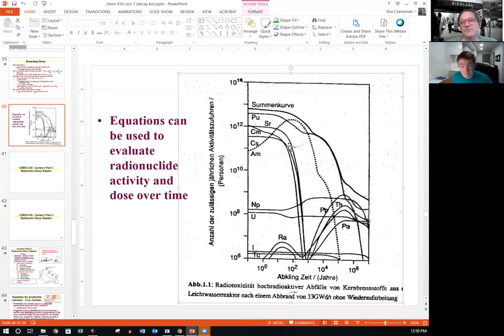Now, the other way to make this more realistic, this is as if the dose would be from a repository. So I've taken some waste from a reactor, and I put it somewhere, and this dose figure that you see here is as if you're sitting on the waste. It's all the material together.